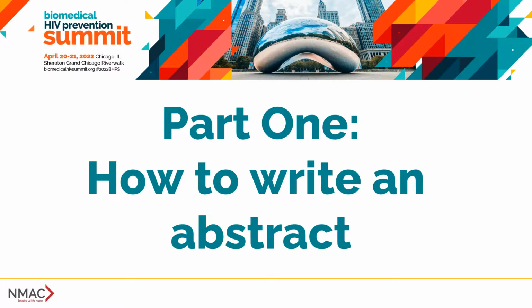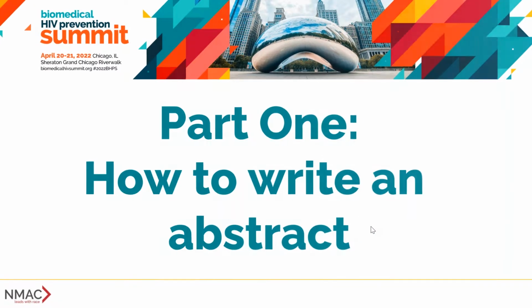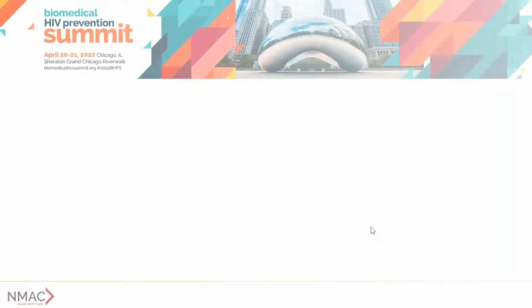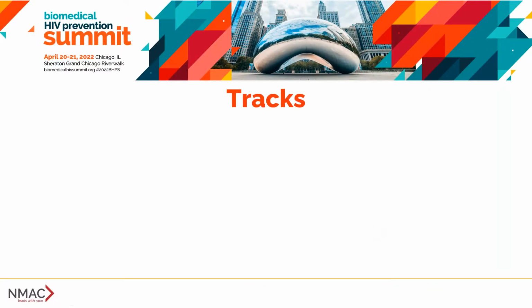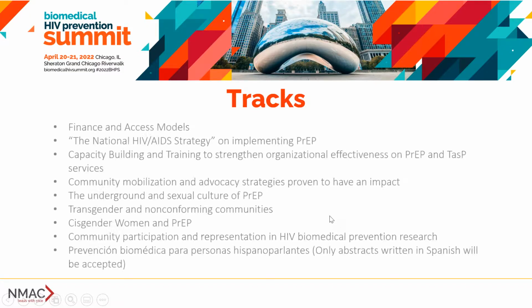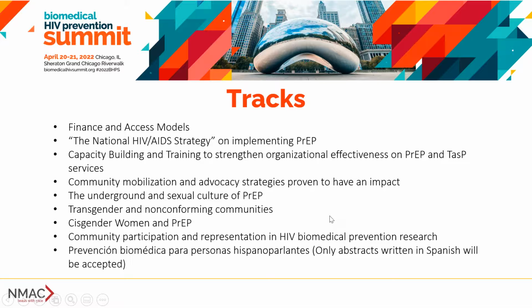So on to part one, how to write an abstract. First, you want to look through the track descriptions and make sure that you select the topic that best meets what you want to submit under. The track descriptions are listed here.